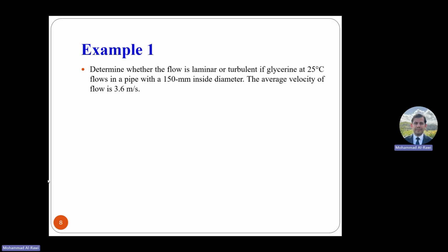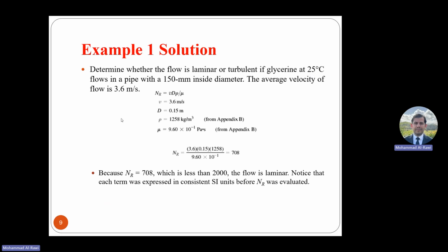So the equation will be Reynolds equals 150 divided by 1000, to compare that. We need to go to the textbook, the appendices, to find the material properties for glycerin at 25 degrees. What we need is the density and dynamic viscosity, or just the kinematic viscosity. And you have the velocity.